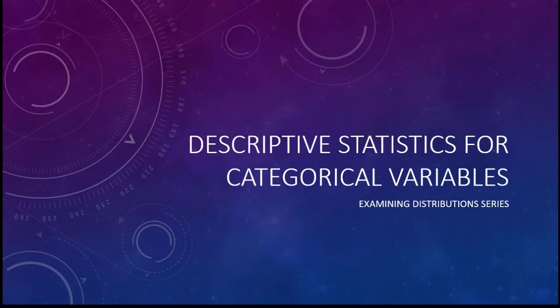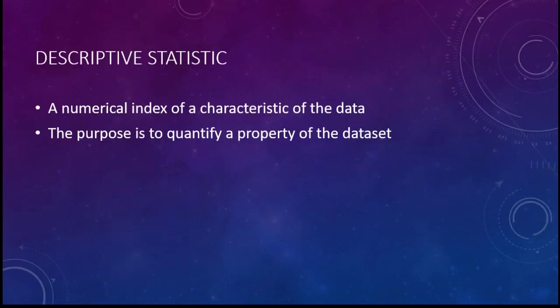There are two types of variables, categorical variables and quantitative variables. In this video, we are going to look at descriptive statistics for categorical variables. What is a statistic? More specifically, what is a descriptive statistic? A descriptive statistic is a numerical index of a characteristic of the data. The purpose of a descriptive statistic is to quantify a property of the data set.